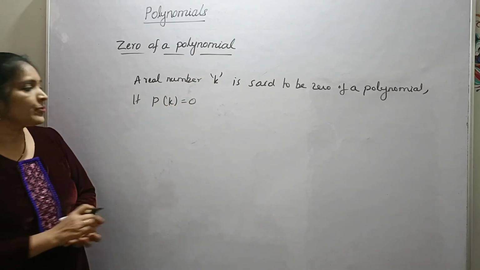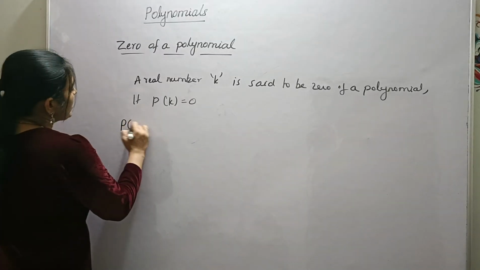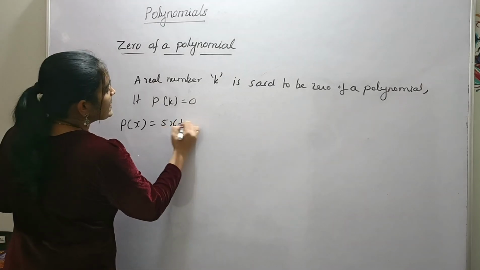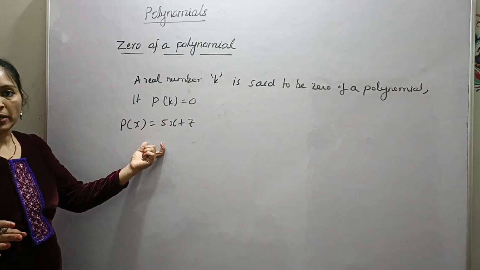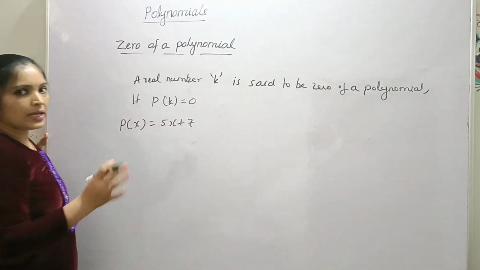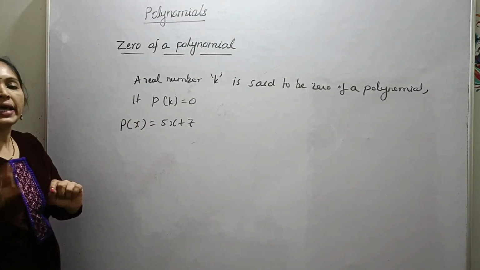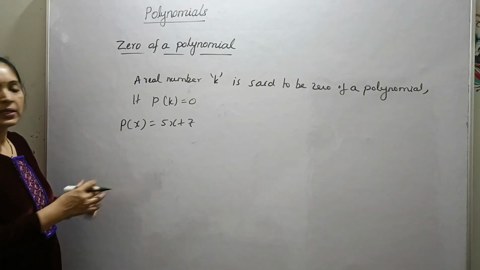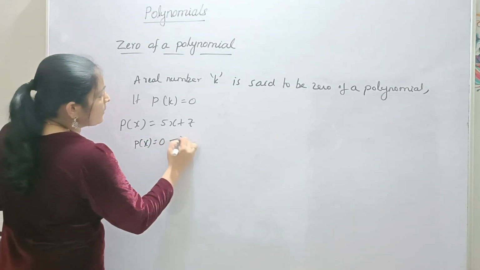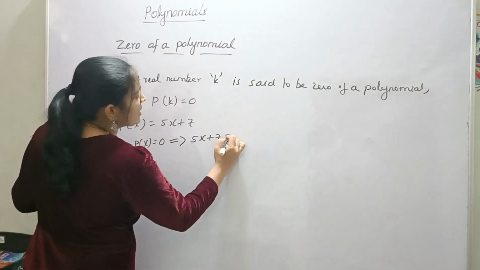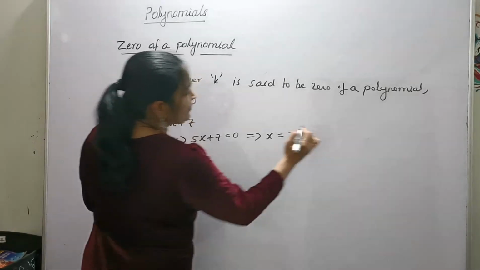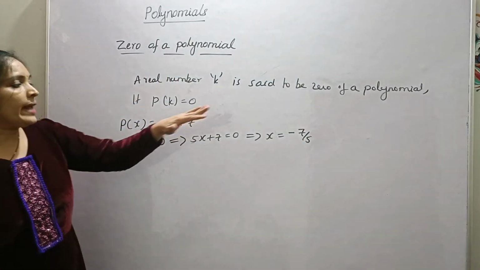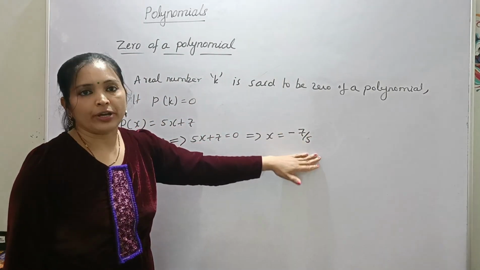See, for example, p of x is equal to 5x plus 7. How to find the zero of this polynomial? We know that if p of k is equal to 0, then k is a zero of the polynomial. So here p of x is equal to 0, that implies 5x plus 7 is equal to 0, that implies x is equal to minus 7 by 5.